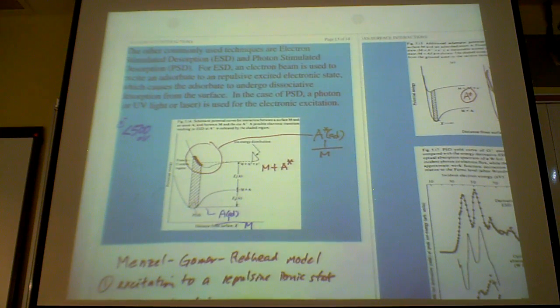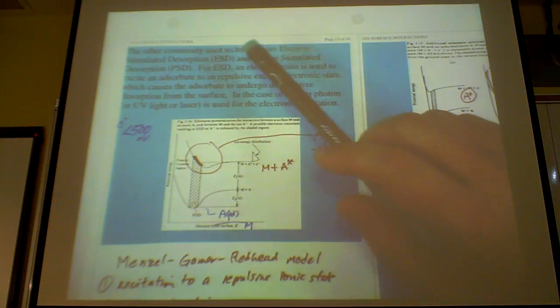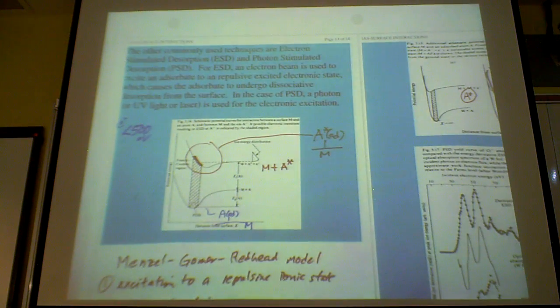Okay. Next, we like to talk a little bit about something similar to TPD, thermal desorption. You don't need to use heat to desorb your material. You can use other fancy things. You can perhaps use an electron beam to excite your surface or your adsorbate, or you can use a photon to excite your adsorbate.